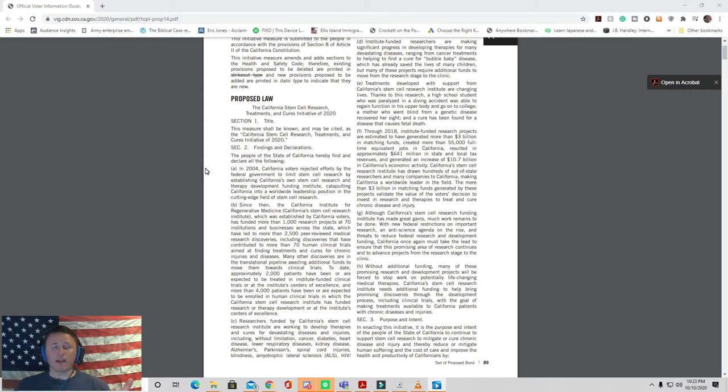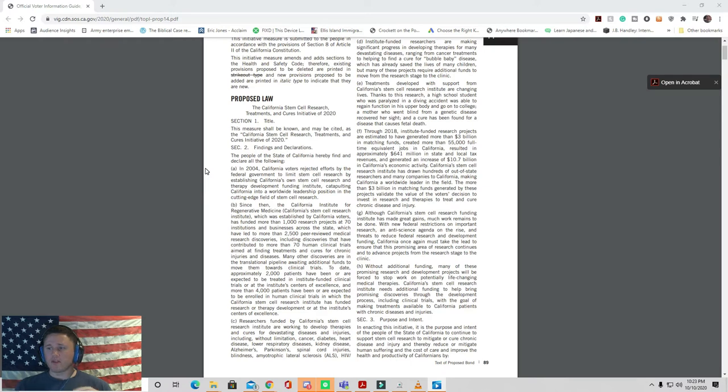So basically, yeah, we're being asked to pay twice over for stem cell research. Now, there's a bit of an issue with this because, ultimately speaking, what this actually goes to once you go into the law, which we will look at right now.